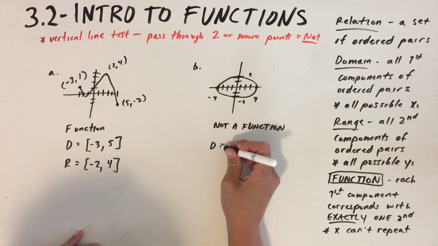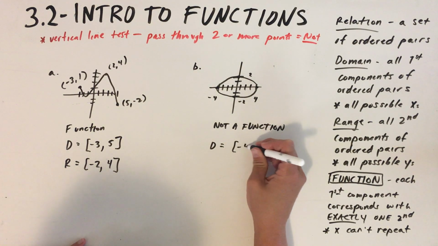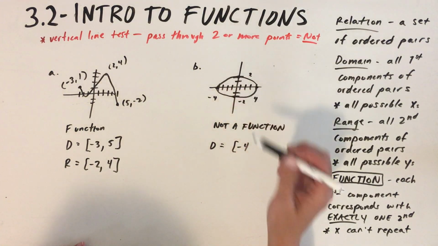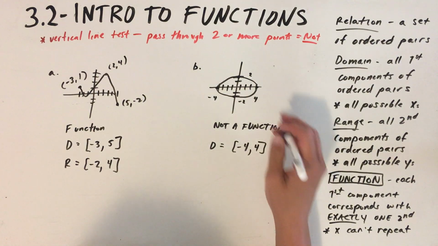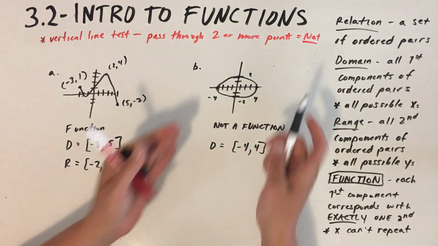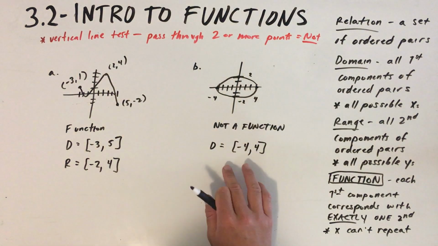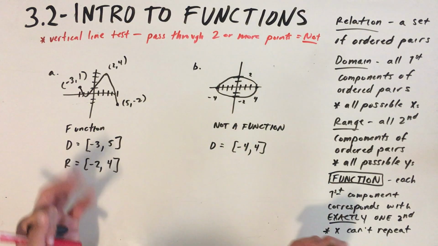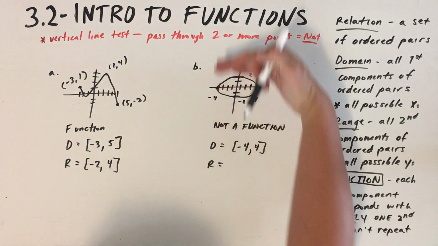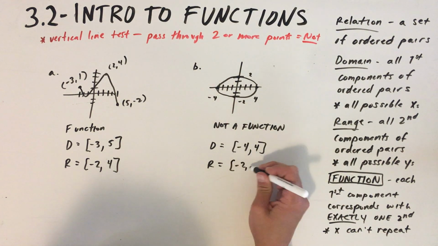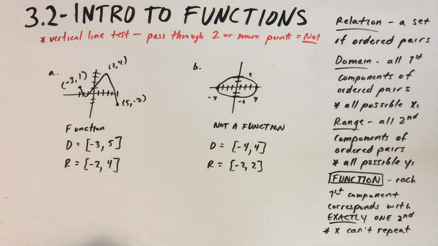And the domain is going to be -4, and it includes it in this point right here. This point would be 0, -4. And it goes all the way to 4. So there's no point on this graph outside of -4 and 4 for my x values. For my range, there's no point on this graph outside of -2 to 2. Okay, so that is our domain and range for that one. We've also got 2 more.